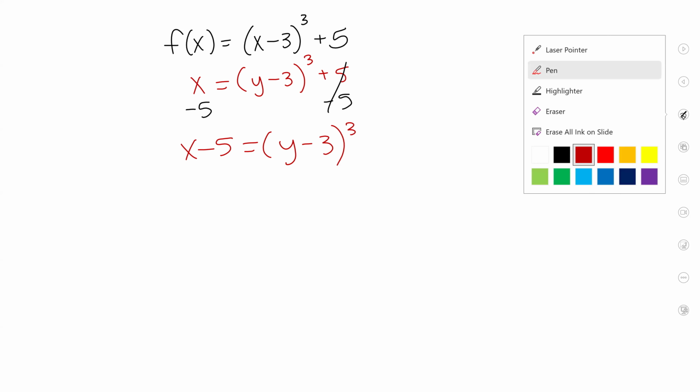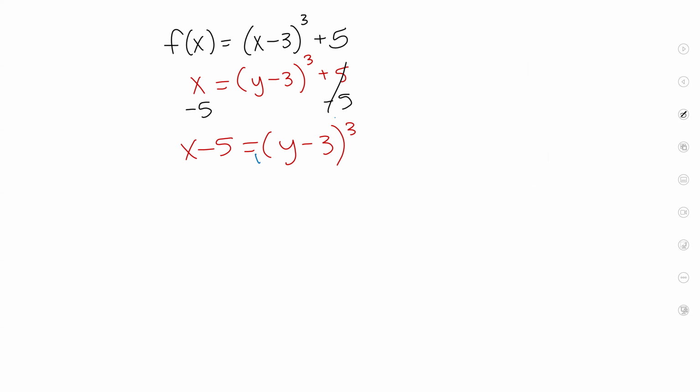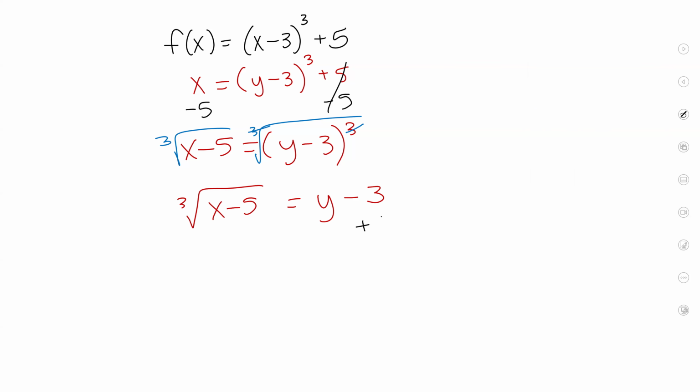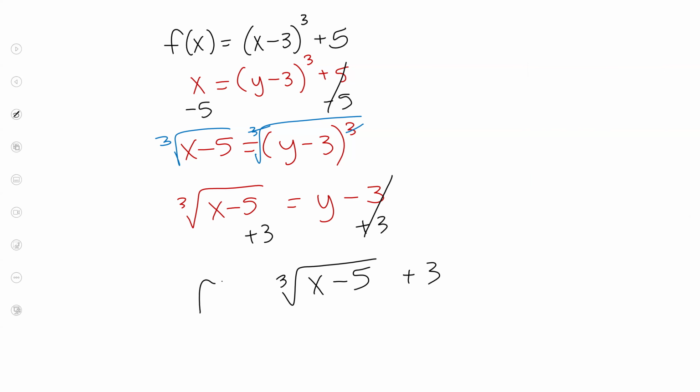Next, I'm going to get rid of that cubed. So I'm going to do the cubed root on both sides. The cubed root cancels out with the cubed. So now I'm left with the cubed root of x minus 5 equals y minus 3. The last thing I'm going to do is add 3 to both sides. So I get the cubed root of x minus 5 plus 3. And that is my inverse.